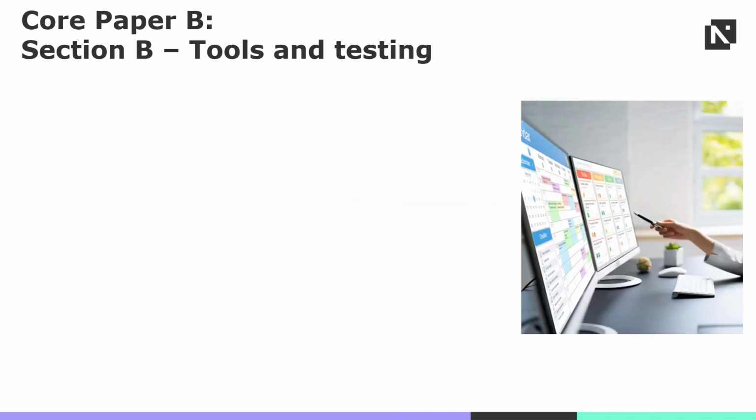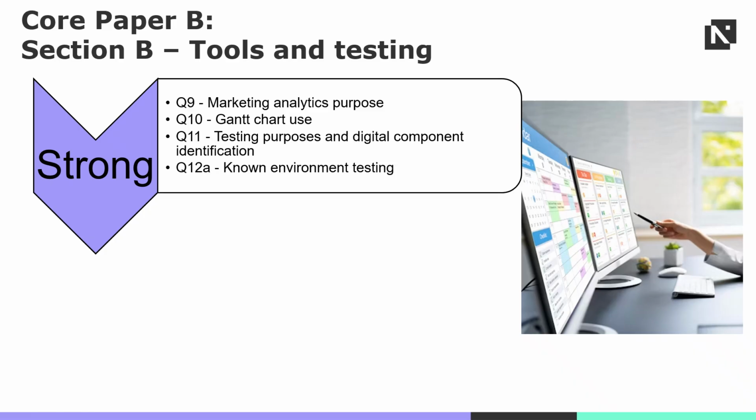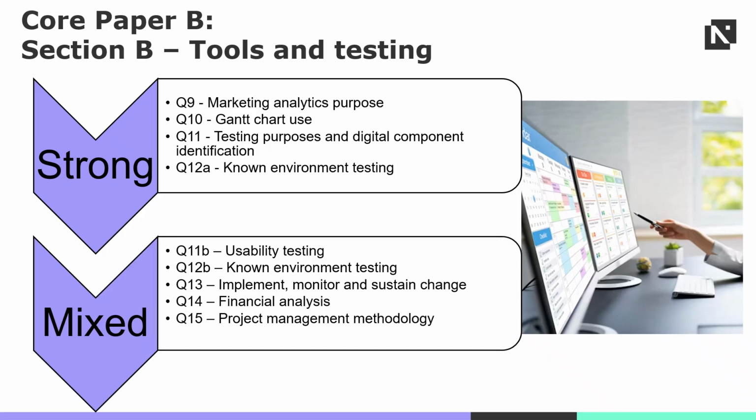And now moving on to section B, which was around the tools and testing. So areas of strength here included knowledge around questions 9 to 12, and this was things like marketing, analytics purpose, Gantt reasons, components to test, and mostly these were all fine for identification. And then in terms of mixed areas and areas for development, on question 11B, many described usability generally rather than why it matters for the scenario. On question 12B, the known environment testing often lacked a second explanatory mark.